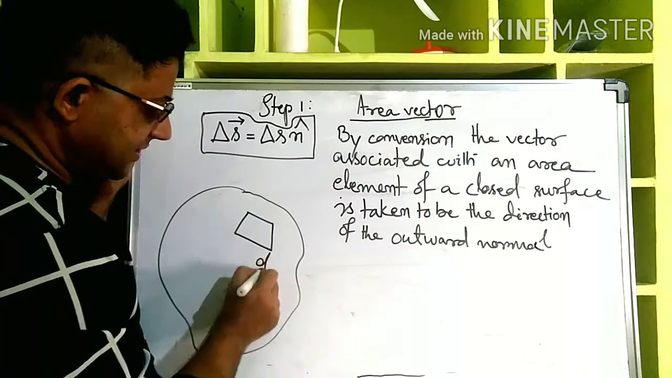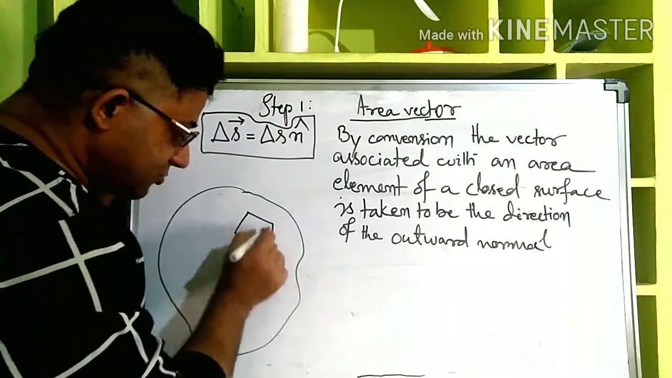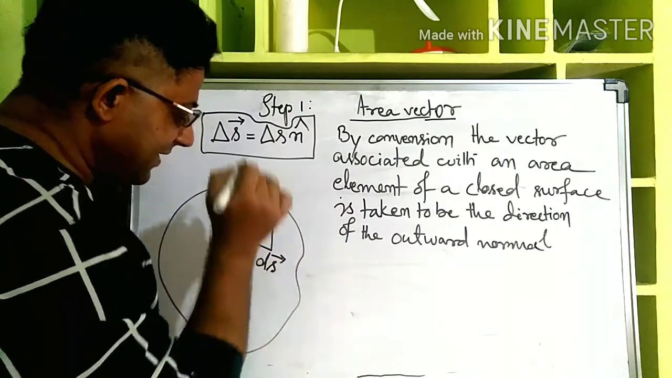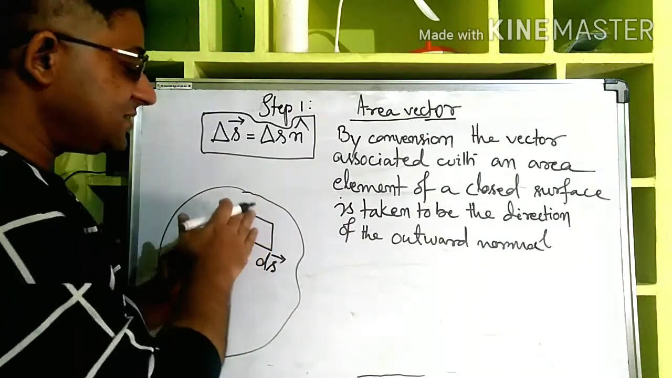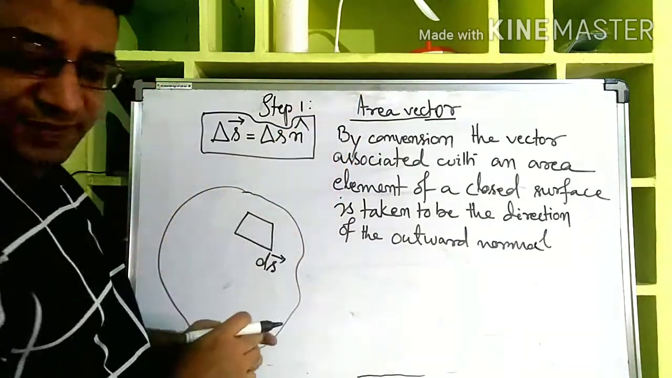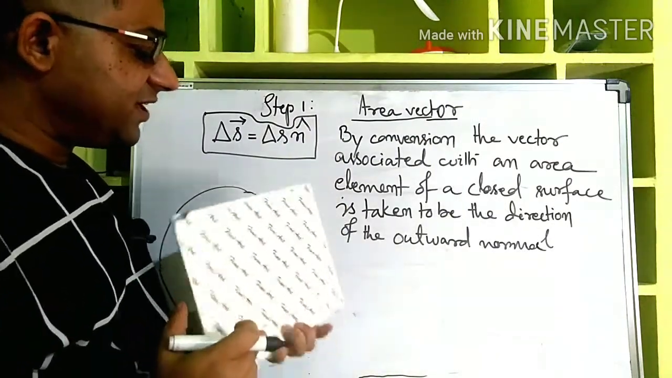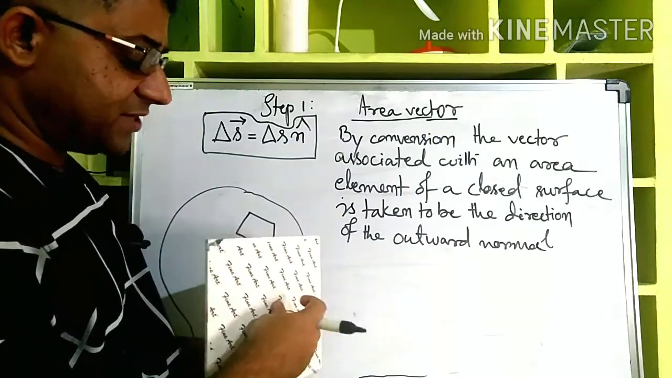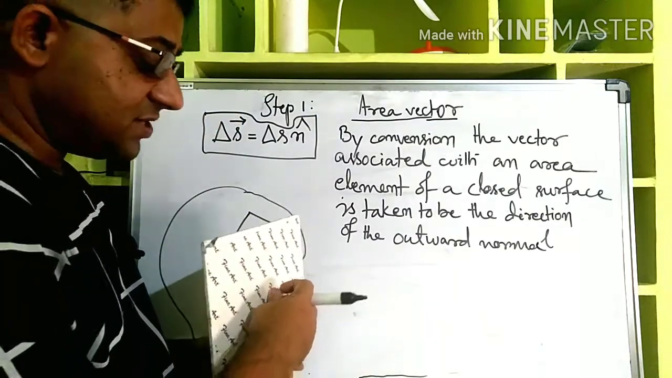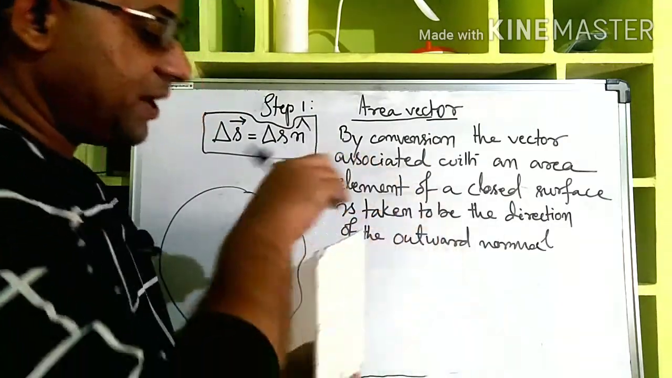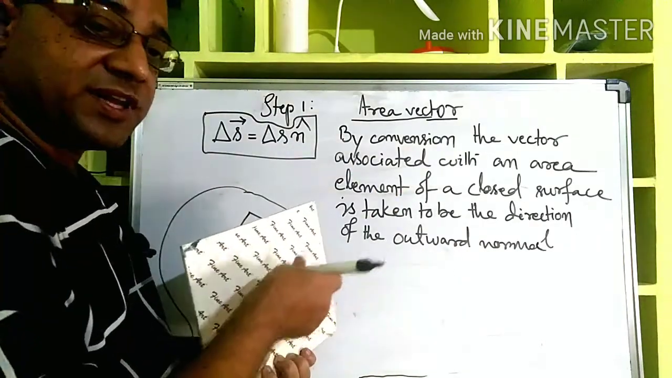Let us say ds is the magnitude of this small area, and I am writing it as a vector. So it has a direction, and that direction is always perpendicular to the surface. Let us say this is a surface. What is the direction of this area, which is perpendicular to the surface? Even if we say the direction of area is perpendicular to the surface, two directions are possible. This is perpendicular and this also is perpendicular. Now which perpendicular will we assume to be the direction of the area?